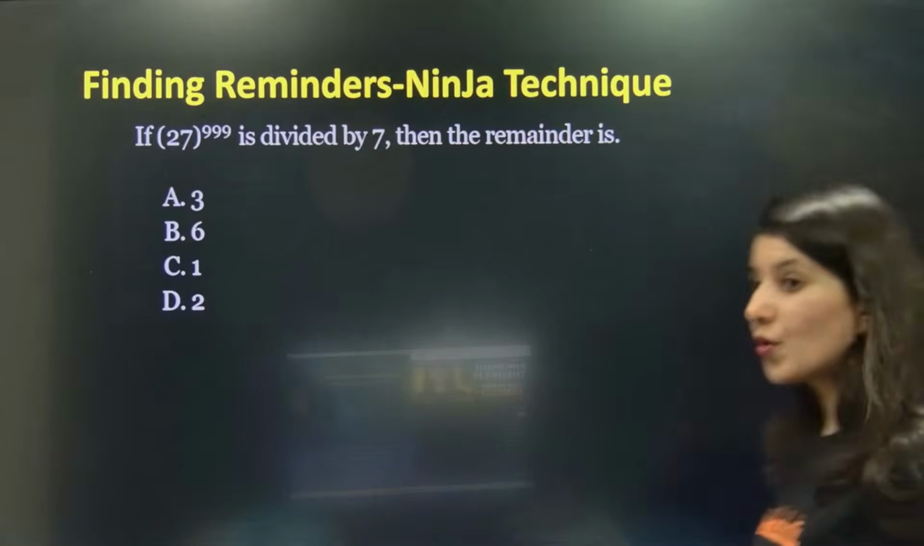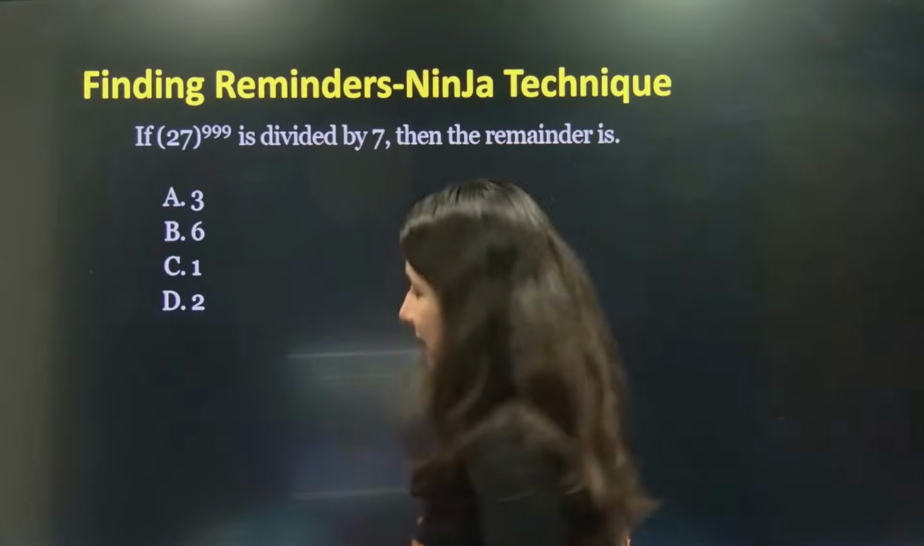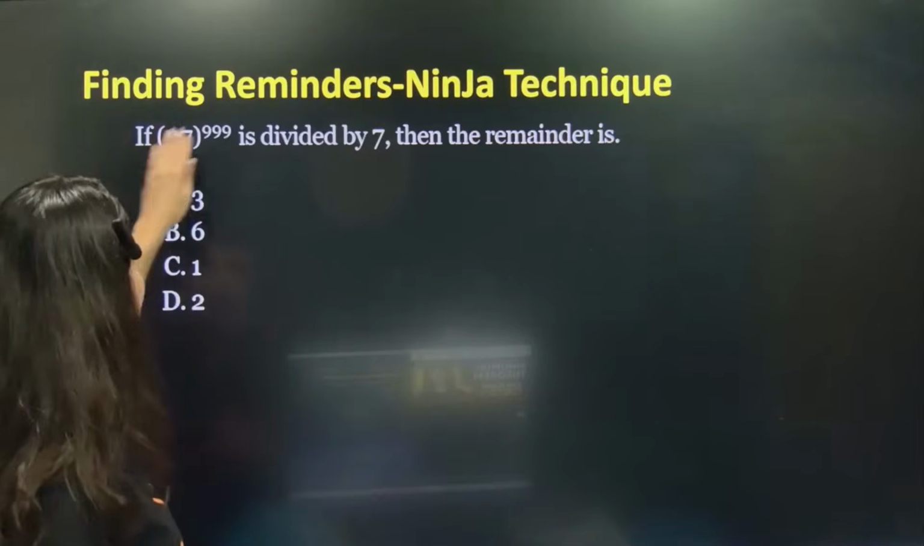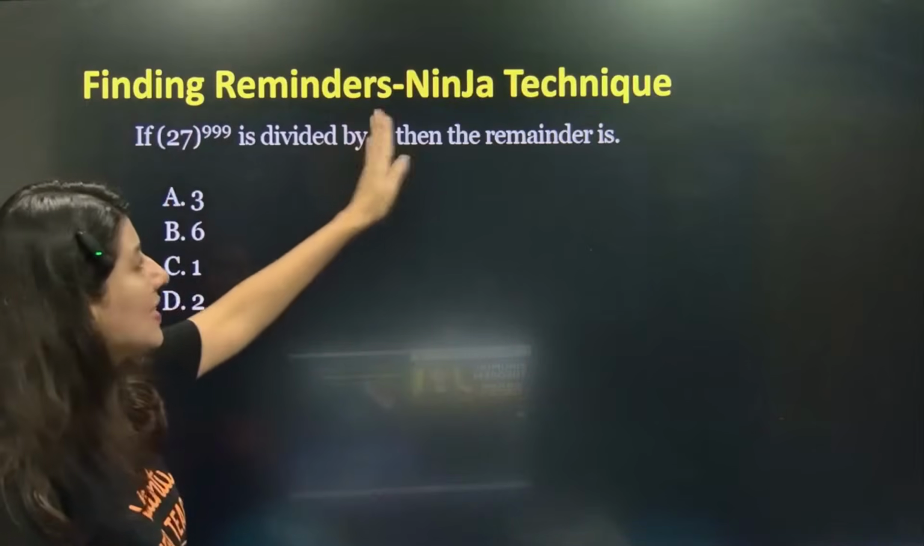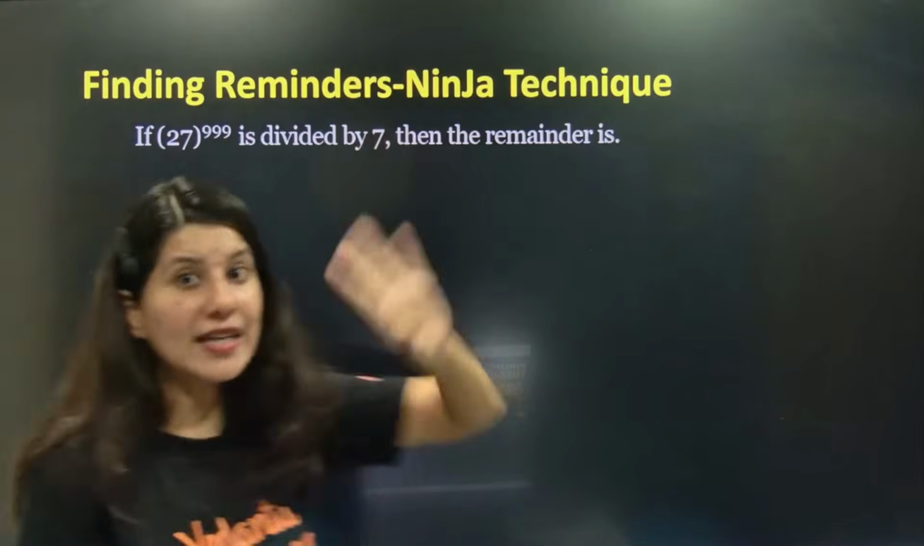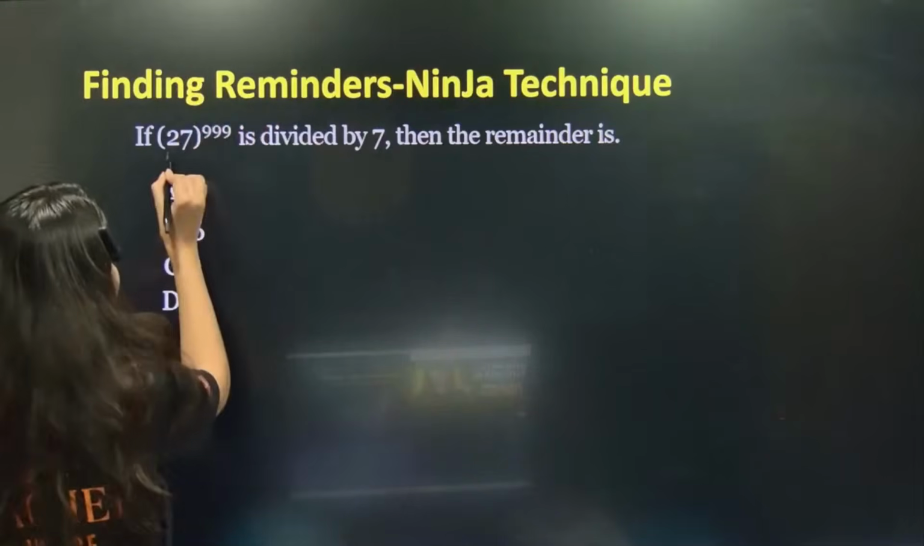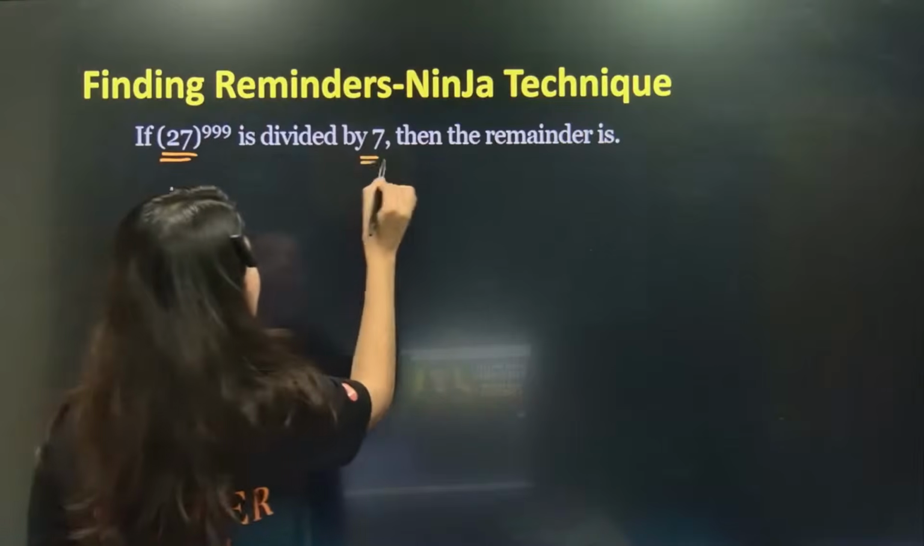Yes, this question on your screen. Can you see this question, a JEE Main question only? If 27 power 999 is divided by 7, then what is the remainder? Now, ninja technique says, forget about the power, focus on the base. Tell me what happened when 27 is divided by 7.